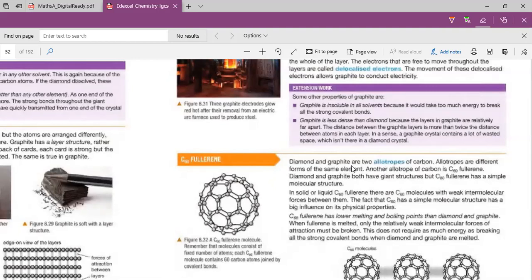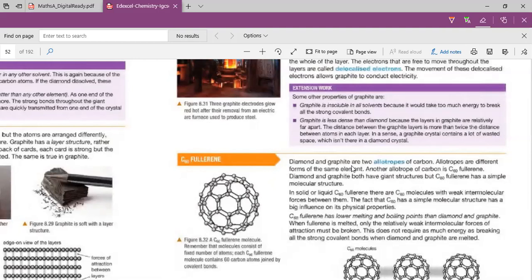But we said graphite is a carbon, diamond is a carbon. Now I want to introduce you to another term, allotrope. Diamond and graphite are 2 allotropes of carbon. Allotropes are different forms of the same element. These are the same element, carbon, but this same element exists in different forms. If an element exists in different forms, we say it has allotropes.